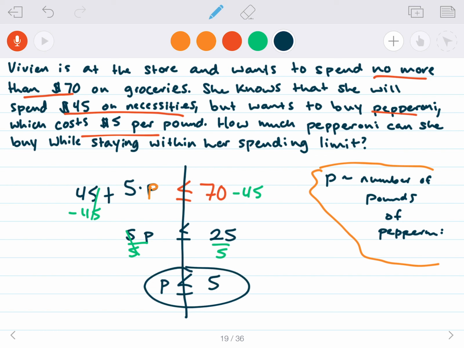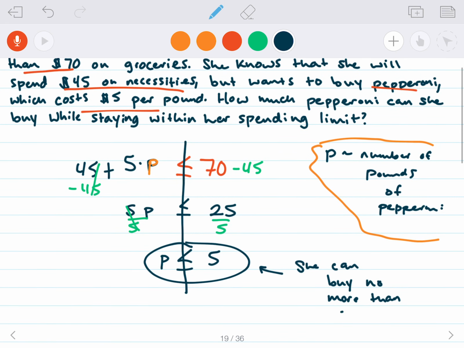Alright, so how much pepperoni can she buy? What this tells us mathematically is that she can buy no more than 5 pounds. She could buy 5 pounds, but she can't go over 5 pounds. Alright, so that's our answer there.